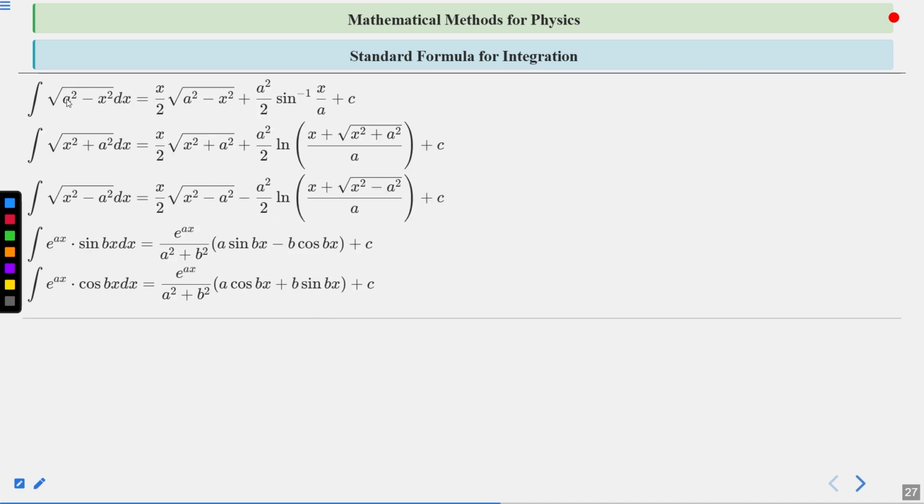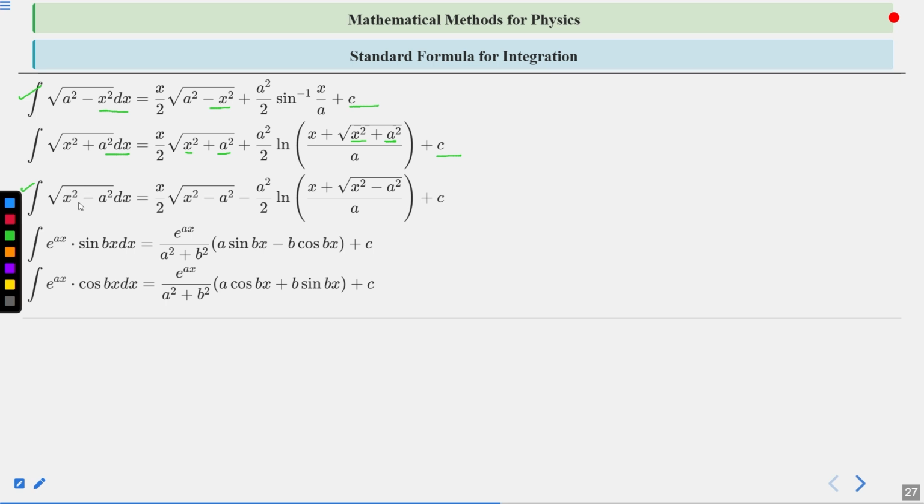Similarly, integration of under root a square minus x square dx is equal to x by 2 under root a square minus x square plus a square by 2 sine inverse x by a plus c, and integration under root x square plus a square dx is equal to x by 2 under root x square plus a square plus a square by 2 log x plus under root x square plus a square divided by a, plus c.